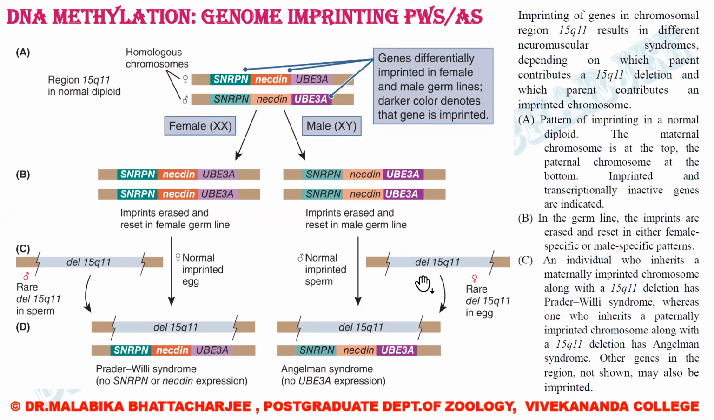And if we look at the opposite side, this is an egg with a deletion in this region. So this region of the egg is deleted. Now look at a normal female. For a normal female, both the UBE3A copies are imprinted, so I will be getting this product. But when this region is deleted in the female, the UBE3A is imprinted and this region is deleted, so we are not getting any UBE3A expression.